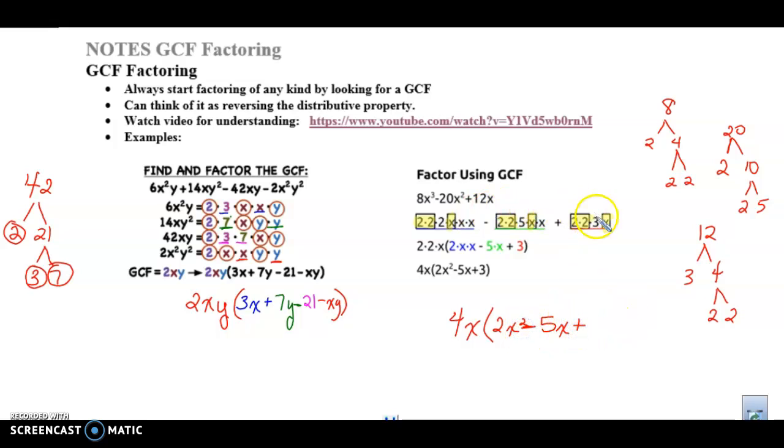And it was add 12x, and we did not use a 3. And there it is, all factored out using your greatest common factor.